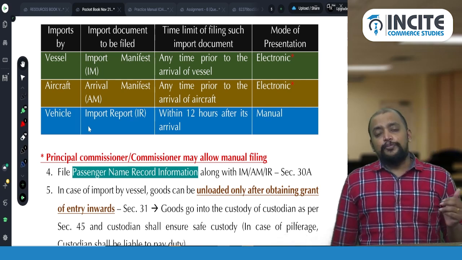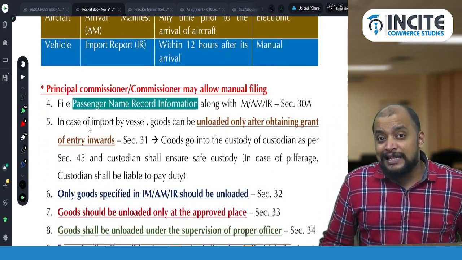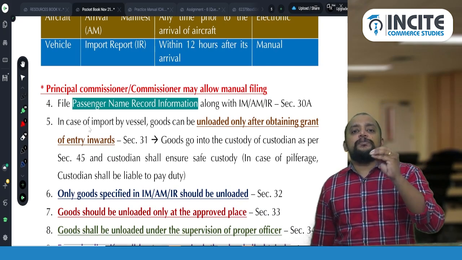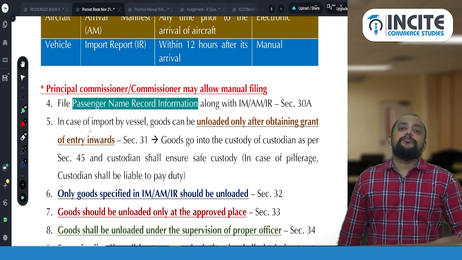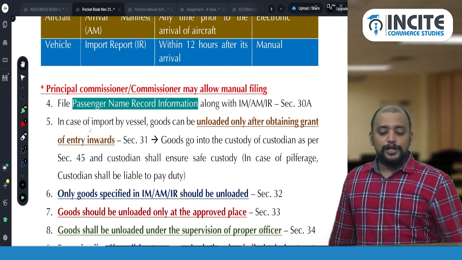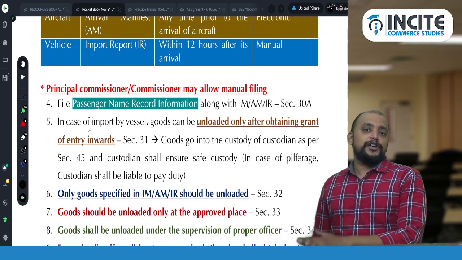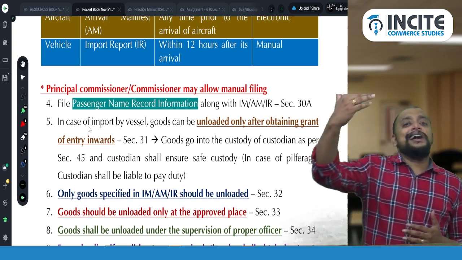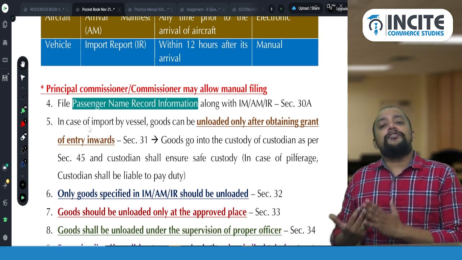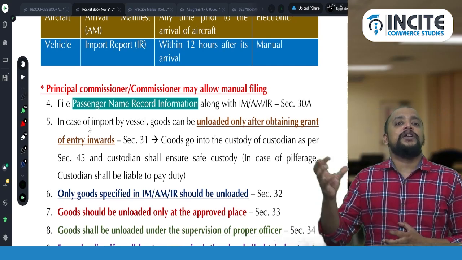Okay. Then point number 4. They should also submit passenger name record information as to who are all the people who are coming in that vessel or aircraft. So that details also they need to submit along with import manifest, arrival manifest or import report. See, these are the compliances to be followed by the person in charge. So this is useful for MCQs or comment based questions.